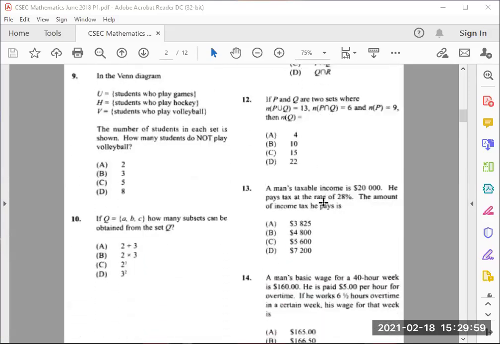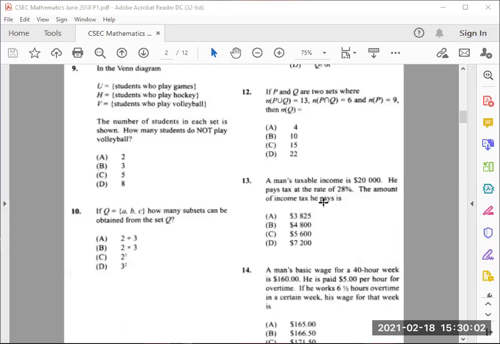Number 12. If set P and Q are two sets where n(P union Q) is 13 and n(P intersect Q) is equal to 6 and the number of elements in P is 9, how many members are there in set Q? Number 12.